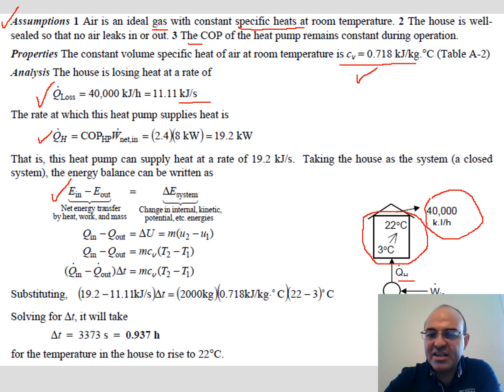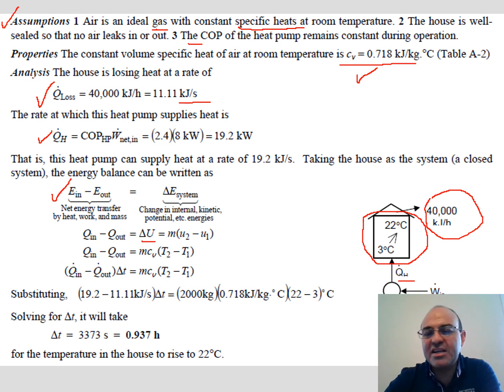So this is not a steady flow system. This is a constant volume, constant mass closed system. So energy in minus energy out is equal to delta E. If we neglect the kinetic energy and potential energy, which is justified, then delta E is actually equal to delta U, the change of the internal energy.